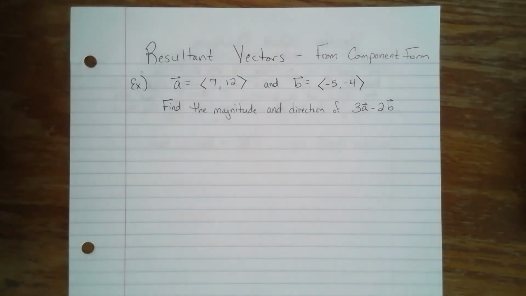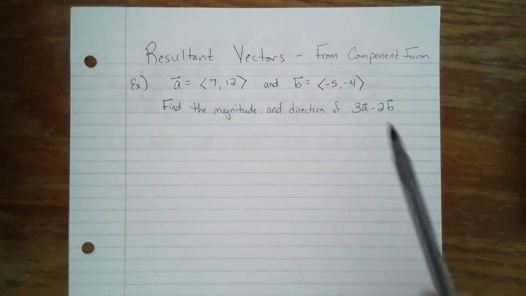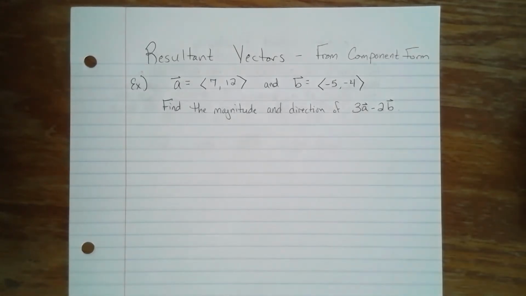Now, if you haven't watched any of the previous videos and you're coming to this fresh, be mindful that you'll need to know what it means to multiply by scalar multiples. That's how we work with the 3 and the negative 2 that are here. And you'll also need to understand basic vector addition, which is just combining vectors together.